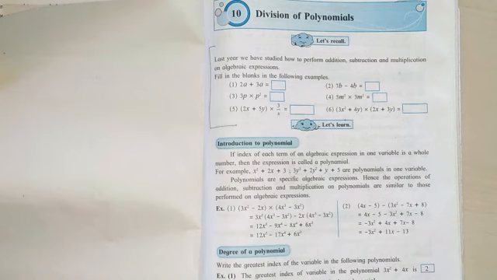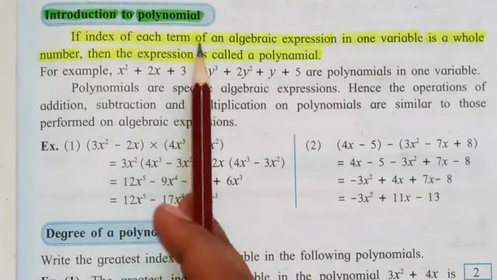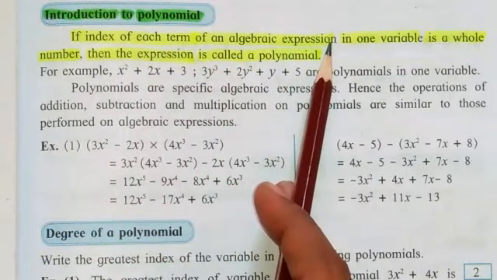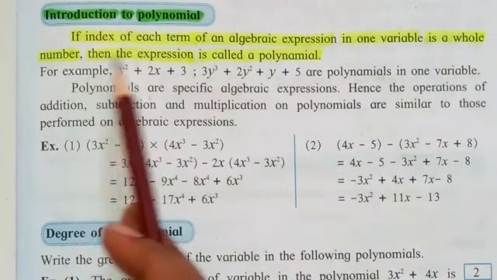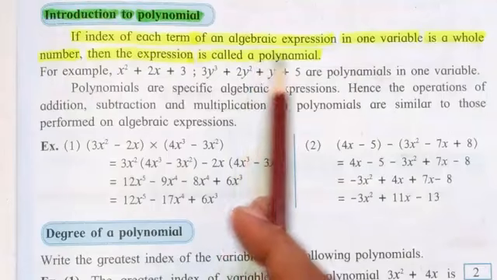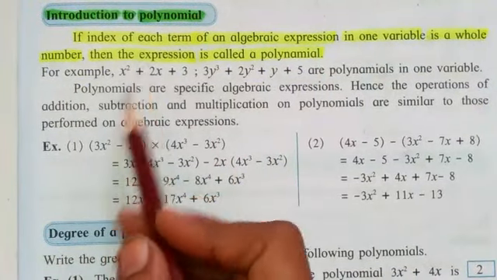Let's see here on page number 61. Let's see the definition of polynomials. If the index of each term of an algebraic expression in one variable is a whole number, then the expression is called a polynomial. Let's see one example which will help you to understand it clearly.